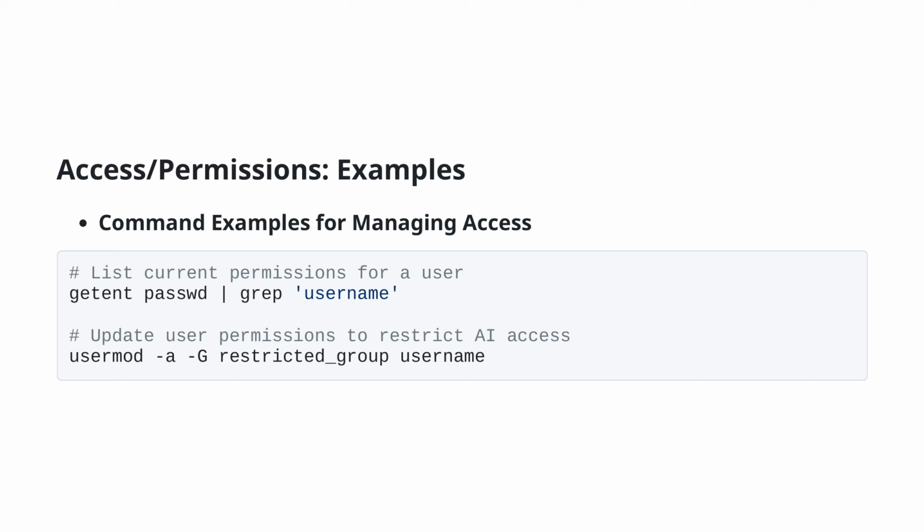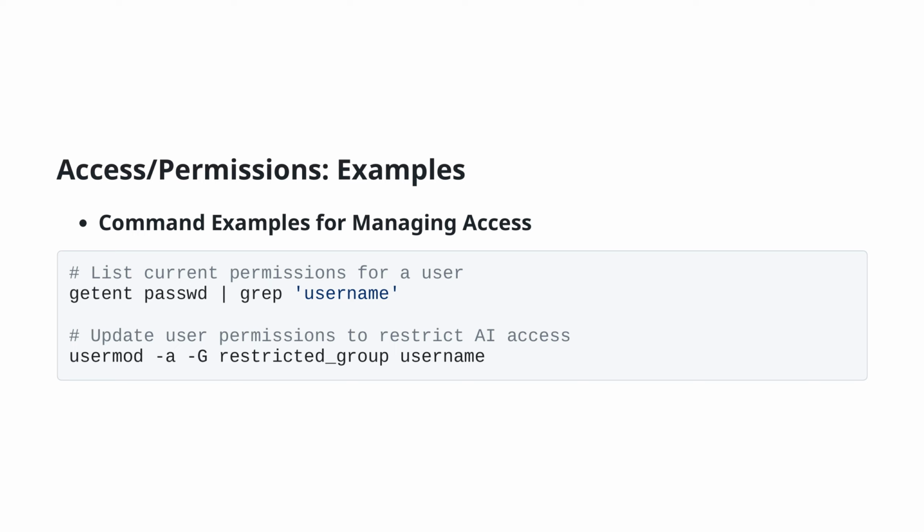Next, to update user permissions, particularly to restrict AI access, you can use the following command: usermod -g restricted_group username. This command modifies the user's account by adding them to a more restricted group, thereby tightening the control over what actions the AI-enabled assistant can perform under that user's identity.